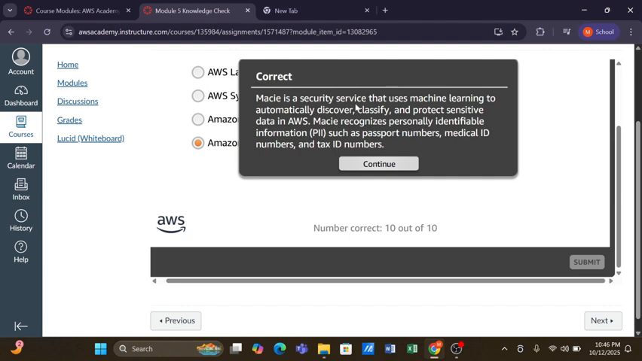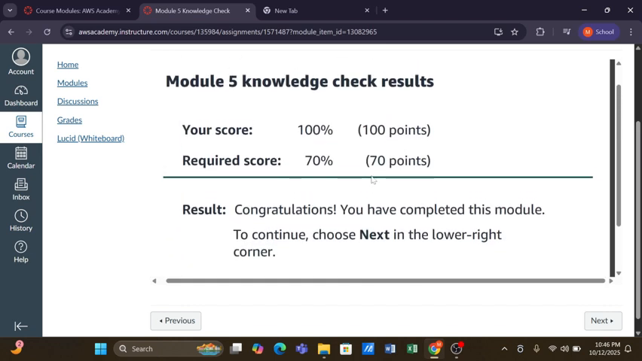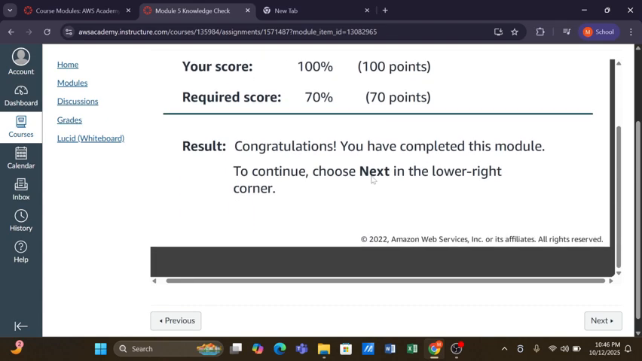Yes, here it is. Macie is a security service that uses machine learning to automatically discover, classify, and protect sensitive data in AWS. Macie recognizes personally identifiable information such as passport numbers, medical ID numbers, and tax ID numbers, for securing personal data which will be stored in the database. So here we have done the knowledge check.